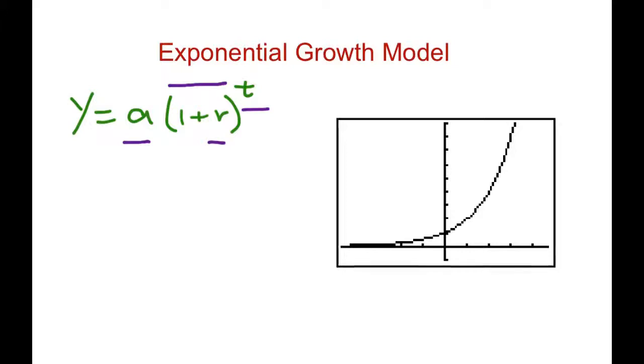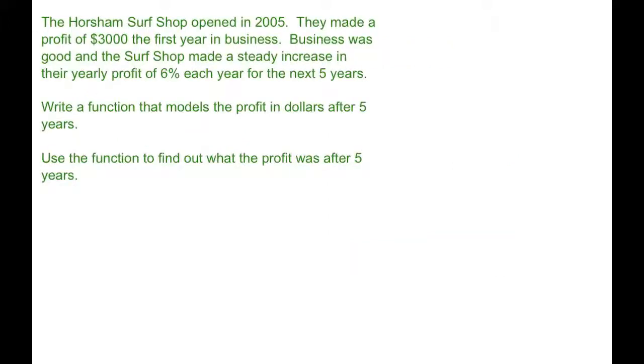The exponential growth model looks like this, where it starts off kind of slow and it increases sharply. And that's when things grow exponentially, they shoot up real fast. All right, let's take a look at a problem.